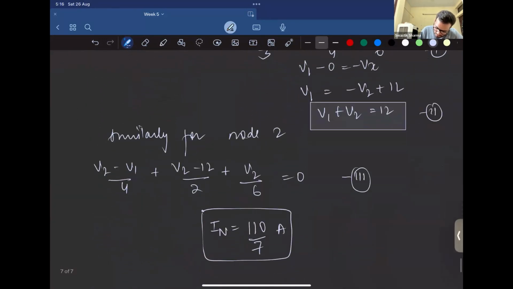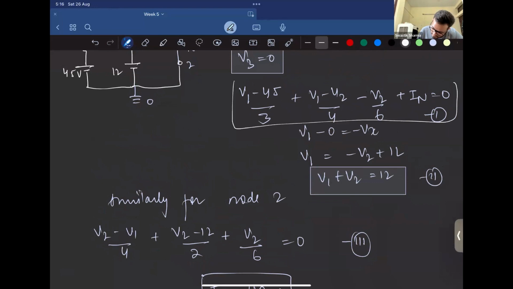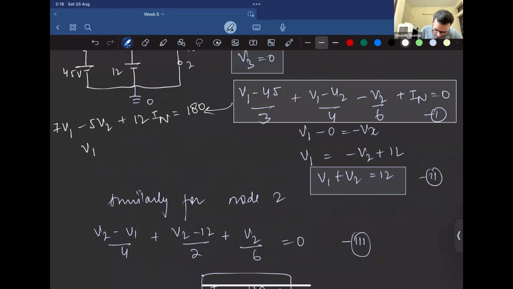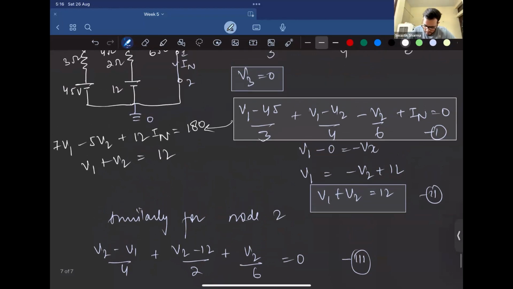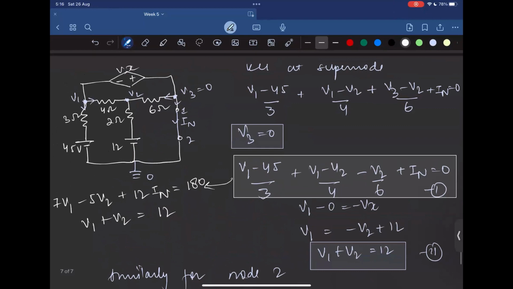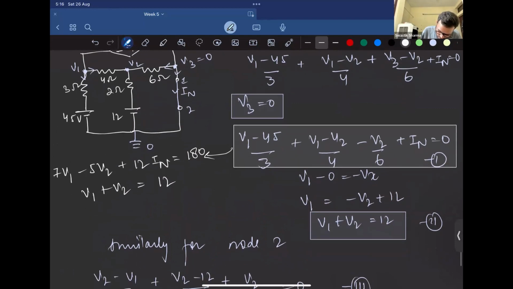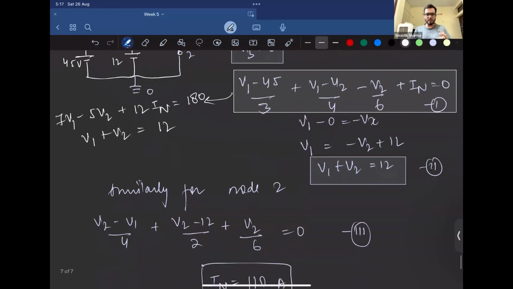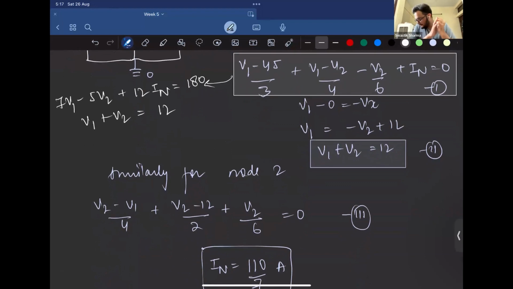So the first equation would be, let's write this first, right? 7 V1 minus 5 V2 plus 12 IN is equal to 180. And then the second is 11 V1 minus V2 is equal to 12. No, V1 plus V2 equals 12, right? Oh, V1. Okay, wait. Yeah, that's where you got it wrong. And you can tell me the final equation too, so that I can quickly solve and we can check if both are correct or wrong.